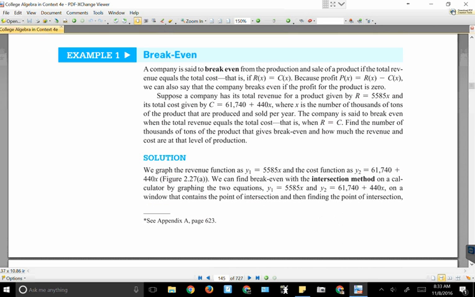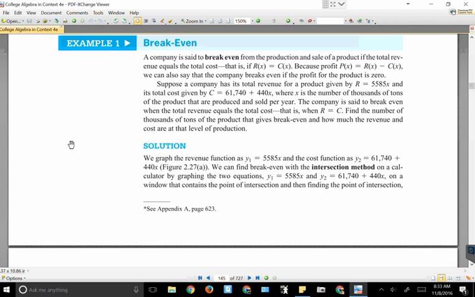So, let's take a look at this idea. A company is said to break even from the production and sale of a product if the total revenue equals the total cost. Does that make sense? If you're making a product, it's going to cost you to make the product, yes? And you get money when you sell that product, yes? And if you sell enough of the product to cover all your costs, you've broken even.